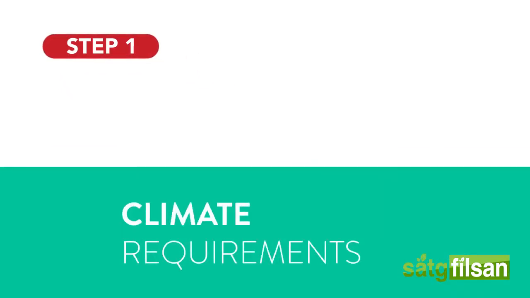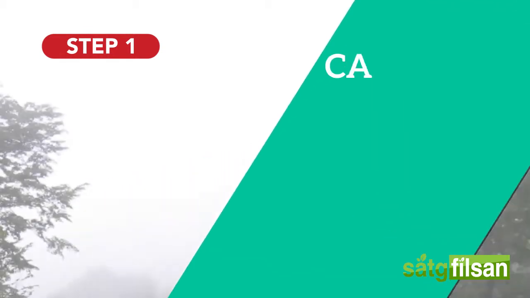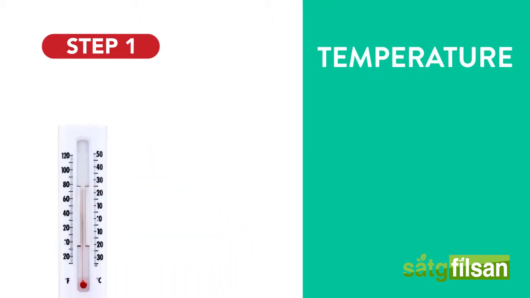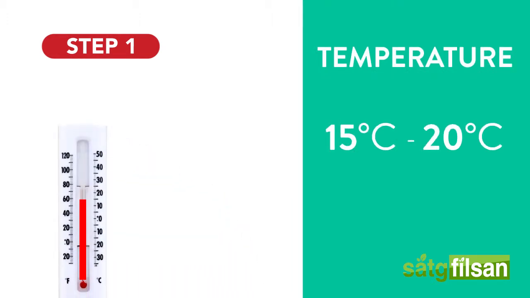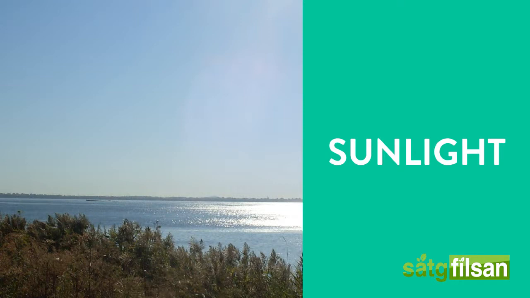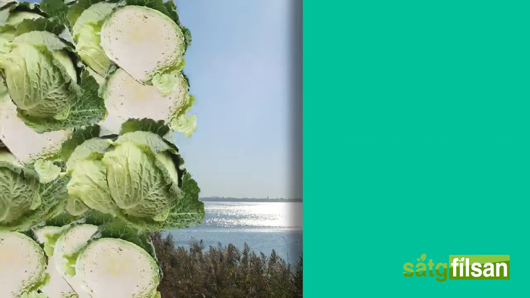Climate requirements. Cabbage grows best in a relatively cool and humid climate. The optimum temperature to grow cabbages is 15 to 20 degrees Celsius. Cabbage also grows best in full sunlight. However, being a cool weather crop, they can also tolerate some shade during the day.